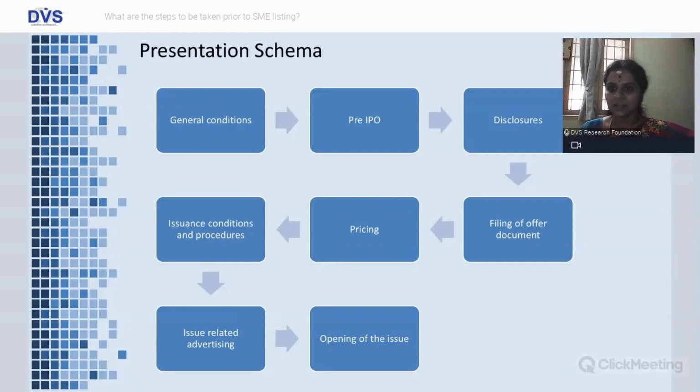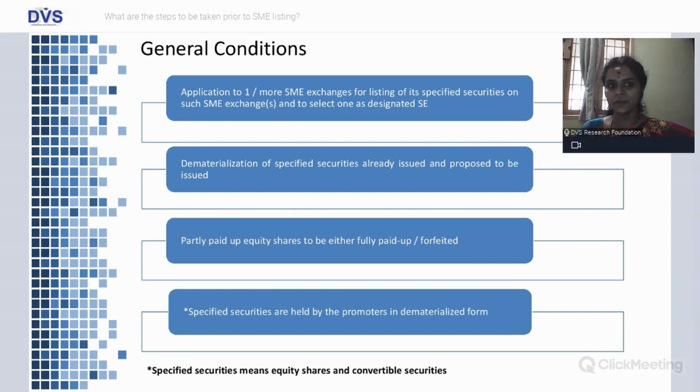Then the pricing guidelines as applicable to any IPO, the issuance conditions and the procedures ascribed to it, and the advertisement. Of course, the advertisements shall be in the prescribed format as driven by ICDR regulation. And we will close the session with the topic on opening of the issue: what is the band of the minimum and maximum period for opening of the issue? Now let's get into general conditions.